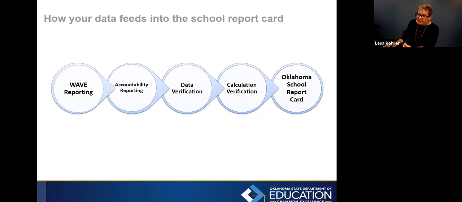So it starts in the wave. We pull it into accountability reporting and single sign-on. We give you an opportunity to look at the data and say, hey, this isn't quite right during the data verification window, or this is exactly right. And then once you've verified all of that, we pull it in to run the calculations. We send another opportunity back out to see if the calculations are correct before that school report card ever is published and becomes approved by the board. So let's take a look at 2 examples.